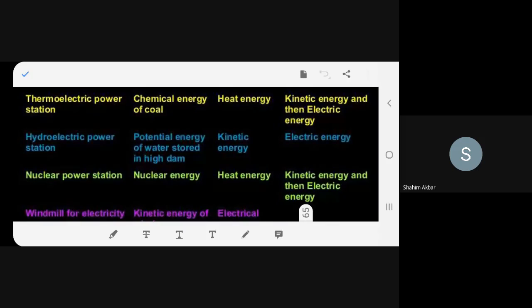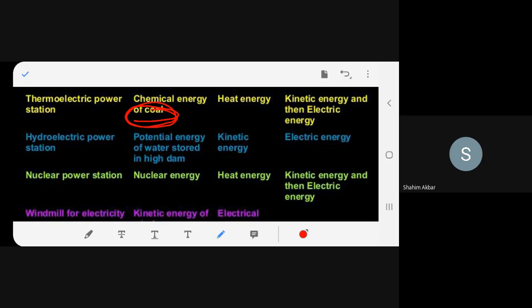So, thermoelectric power station. As the name suggests, thermoelectric power. Thermo is the heat. Now from where do you get the heat? You get the heat by burning coal. So a thermoelectric power station uses coal, and they burn the coal. Now what is inside the coal? Coal is chemical.